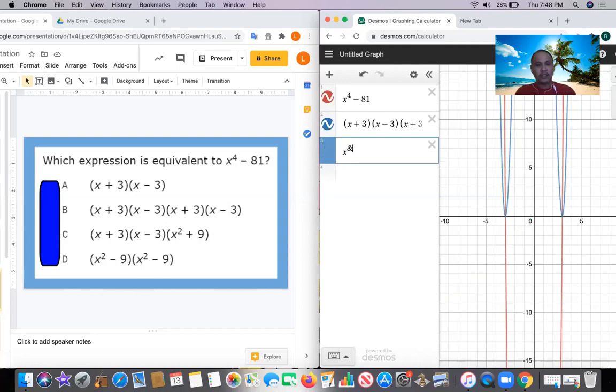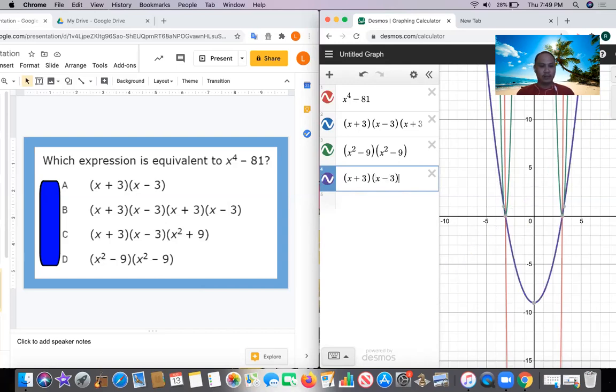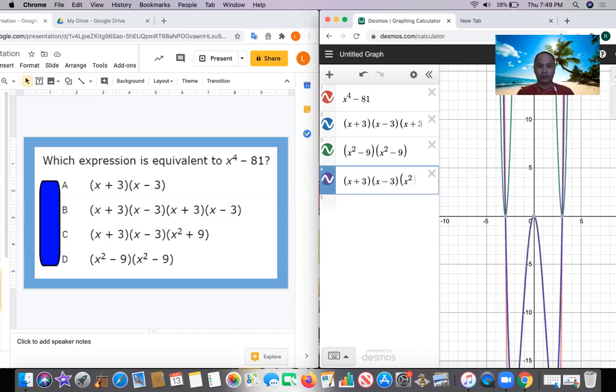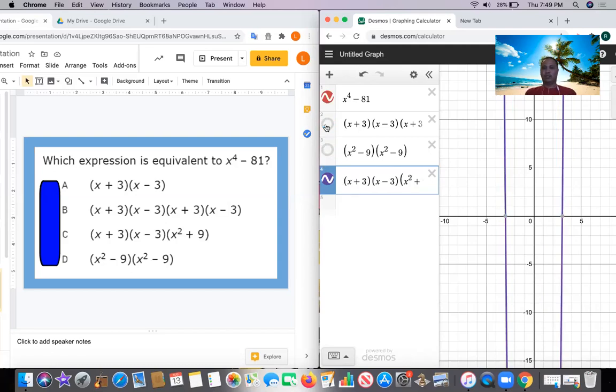So that would be x squared. That is why, class, you must practice how to type. Okay, times x squared minus 9. Oh, it's not yet the answer. For sure, it is letter C. Let us try letter C. Okay, so we have x plus 3 times x minus 3 times x squared plus 9.